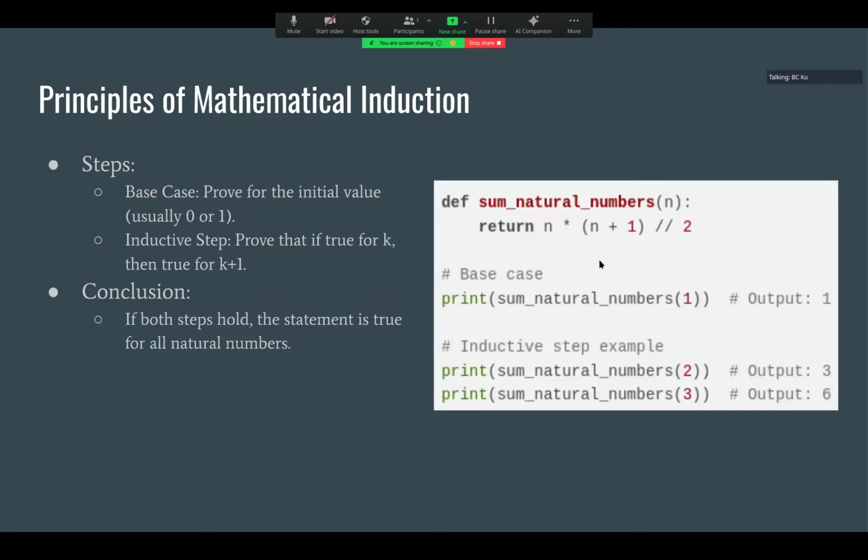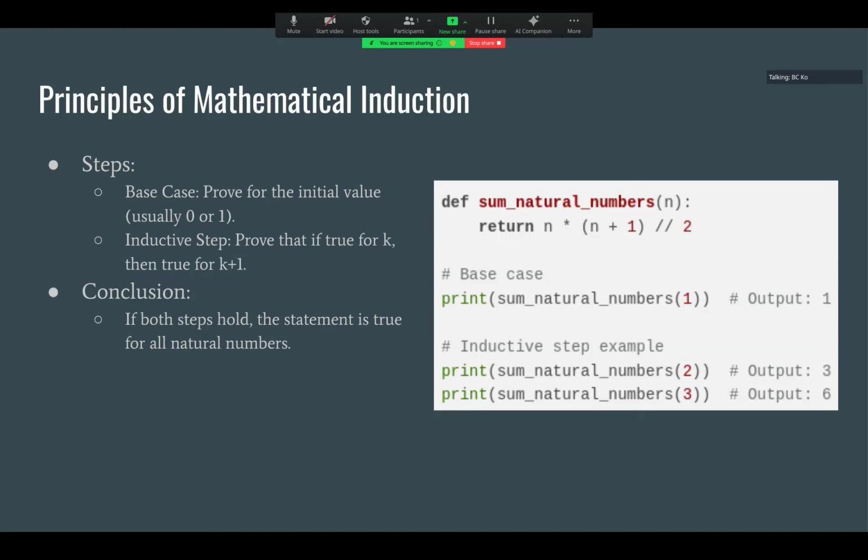Principles of mathematical induction. So in order to prove that a statement, let's say the statement is P of n, is true for all natural numbers, we can follow two main steps.